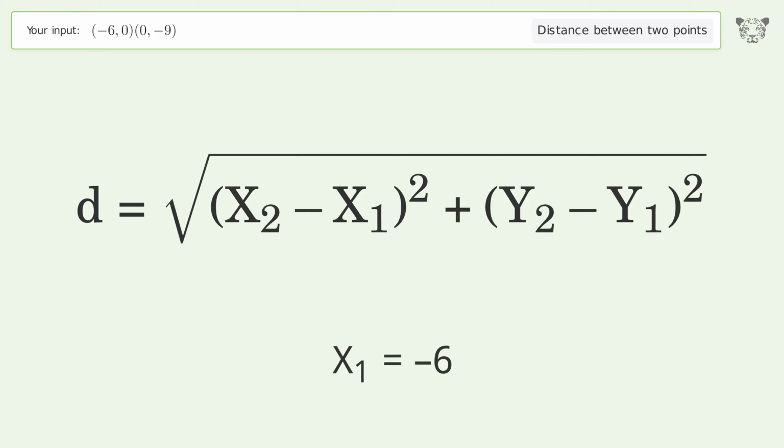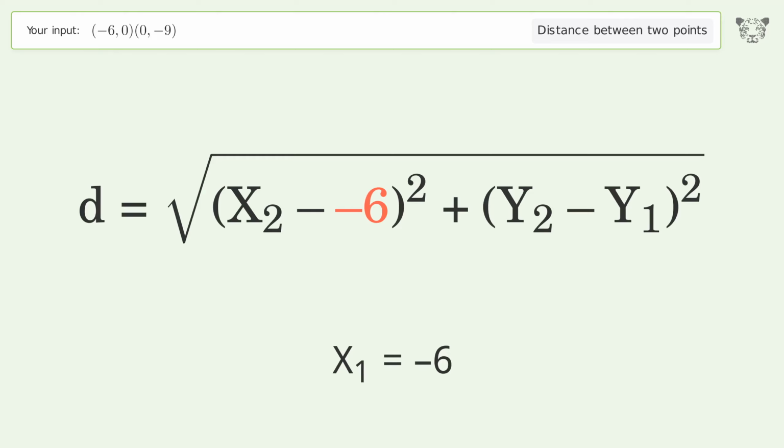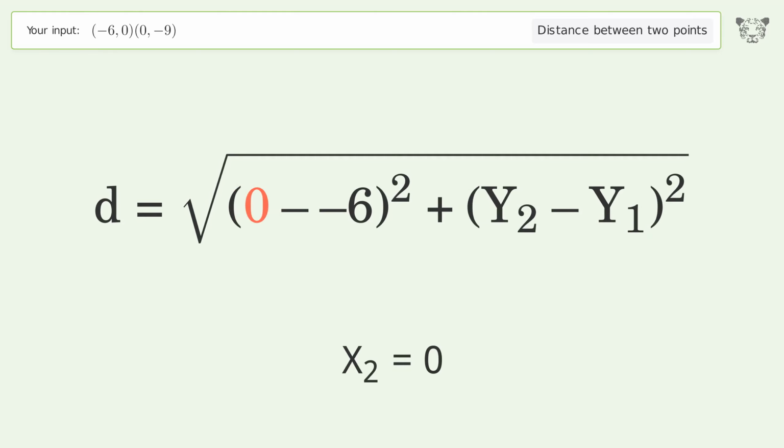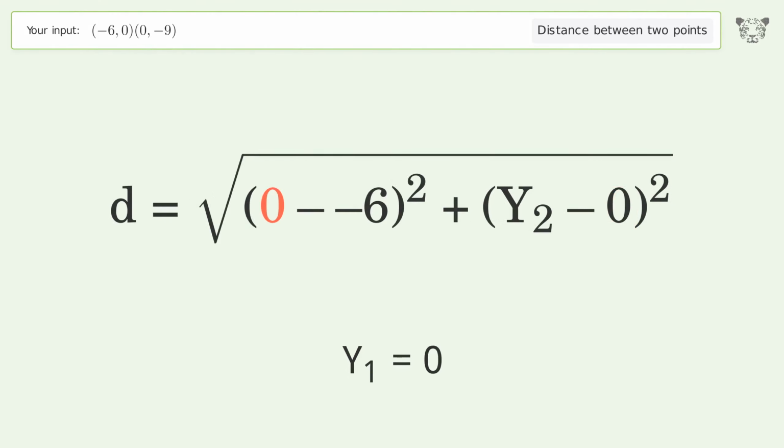x1 equals -6. x2 equals 0. y1 equals 0. y2 equals -9.